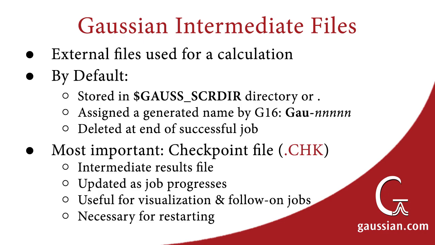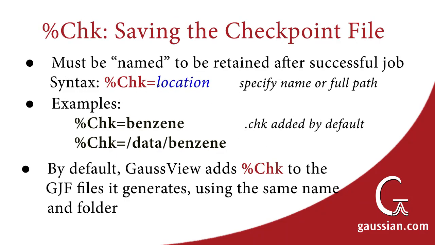The most important of these is the checkpoint file, which is a results file that is updated as the job progresses. Once the job completes, this file can be used for results visualization. The checkpoint file is also needed for running follow-on calculations and restarting failed jobs when possible. We recommend always saving and retaining the checkpoint files from your calculations. This is accomplished by assigning the file a name via the %chk Link0 command.